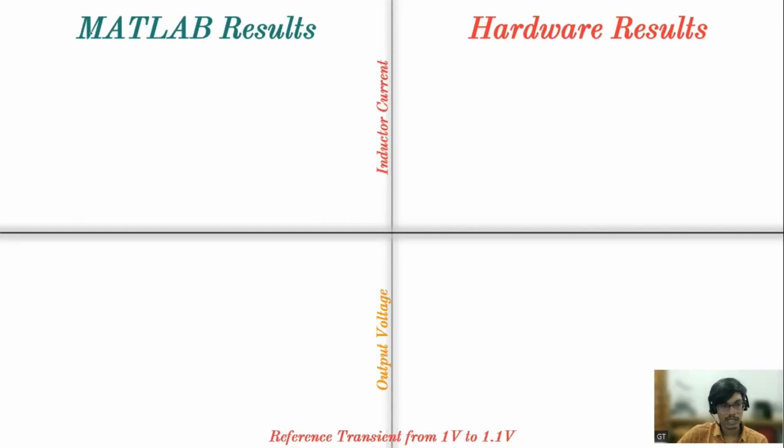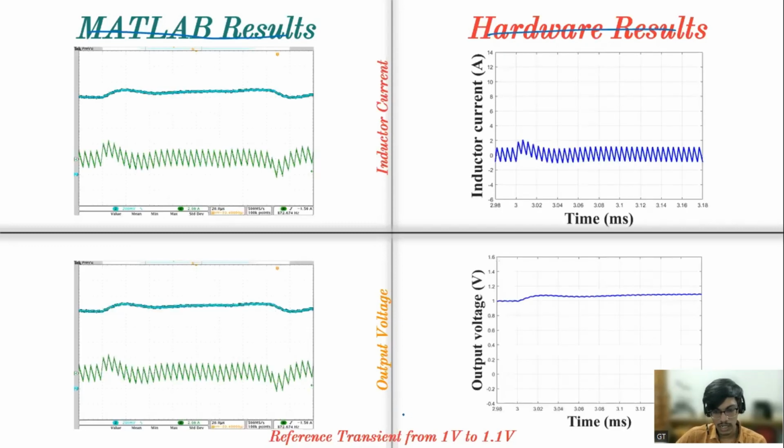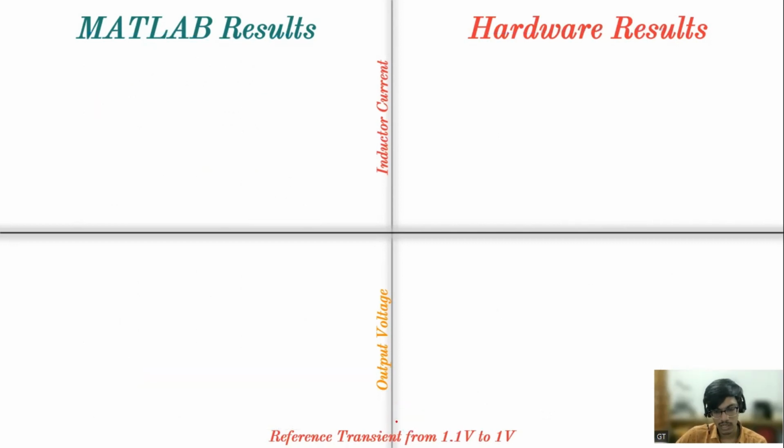Now the third case, again I'll change these MATLAB results and hardware results, so it should be the other way around. This is the third case study, reference transient from 1 volt to 1.1 volt. This is the inductor current, and it is also quite closely matching, and this again is sufficient. Similarly, our V naught is also quite closely matching, and our model is good for a decent estimation of the hardware results. And the fourth case study is the reference step down.